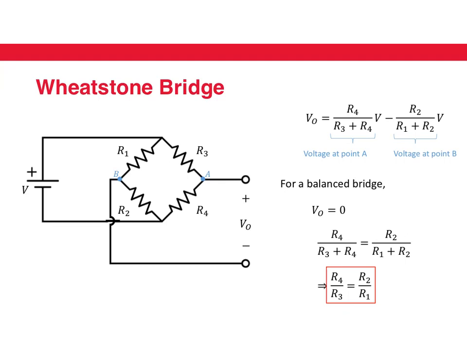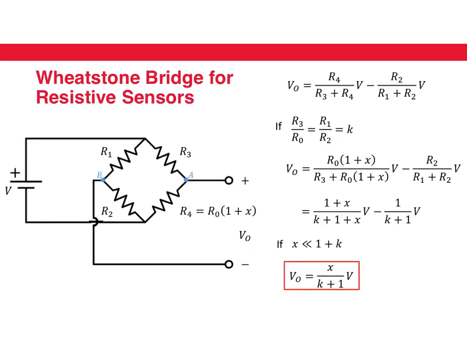Now for a balanced bridge, that is when the ratio R1 to R2 is the same as R3 to R4, the output voltage is going to be 0. So we can use this Wheatstone bridge to convert the change in resistance because of the strain gauge into voltage. And to do that, we take a strain gauge and put it instead of the resistance R4. So R4 is a strain gauge.